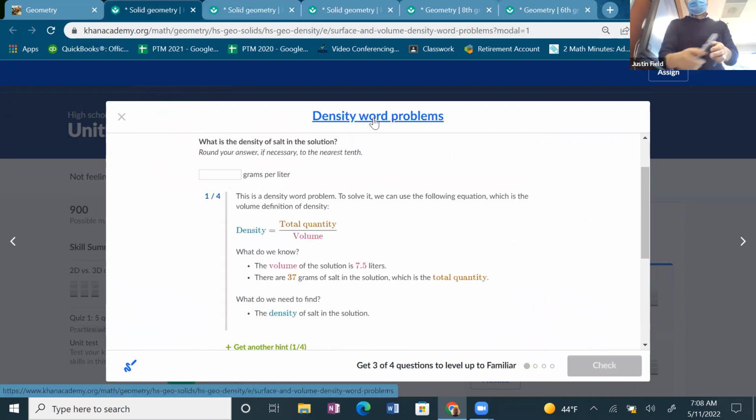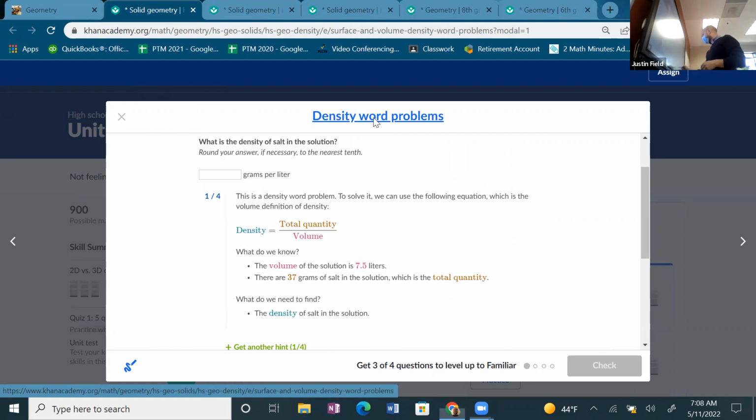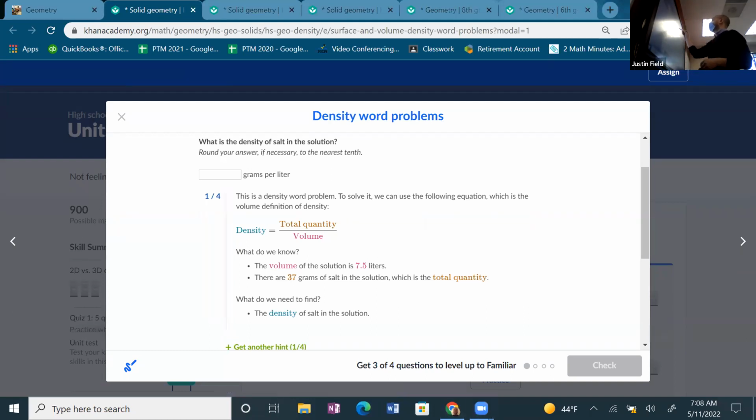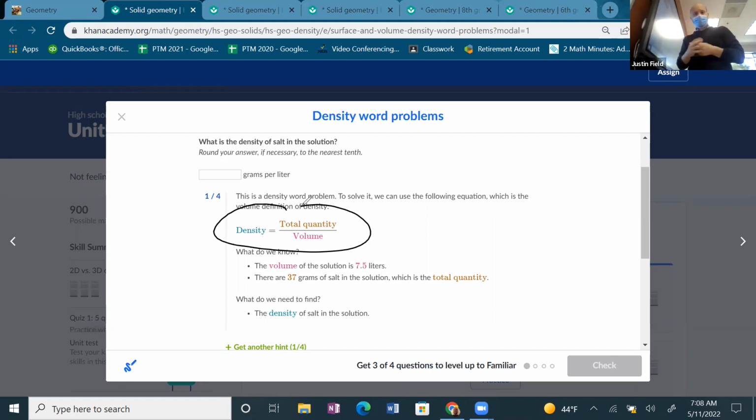Now the last assignment is a density word problem. So we need a new density formula. Here it is, right here. Write this one down. Density is total quantity divided by volume. All right. So what do we know? What is the density of the salt in the solution? So density is how closely compact something is, right? Air is less dense than a desk.